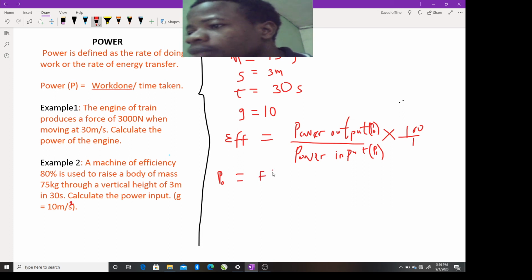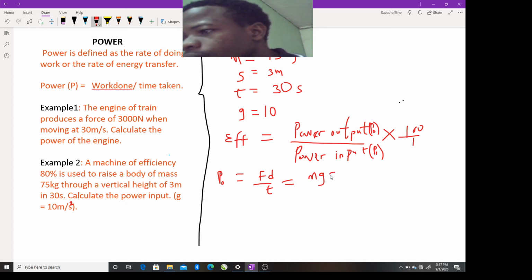Power is produced by work done, and work is what? Force times distance, isn't it? That is what work is, then divided by T. Don't forget, our force is mass times g, because they give us g, our acceleration due to gravity. That is what F is. Then distance, which I denoted by s here, then divided by time. So that can be equal to what? We have 75 times 10. What's the distance? The distance is 3 divided by the time, which is 30, isn't it? So since the time is 30, 0 cancels out this 0, 3 here 1, 3 here 1. So what we have here is 75.